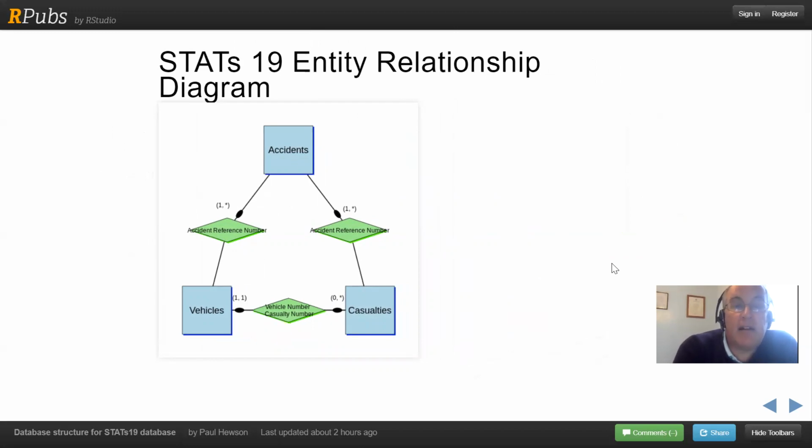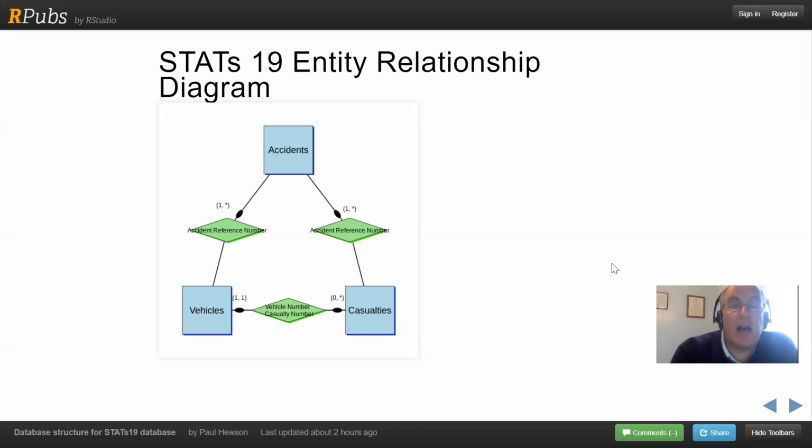entity relationship diagram. By convention, the squares or the rectangles denote the entities. So I have entities which are accidents, and every row within that is a separate collision. I have an entity that is vehicles. Every row in that is a separate vehicle, and I have an entity casualties, and every row within that table is a separate casualty who's been injured.